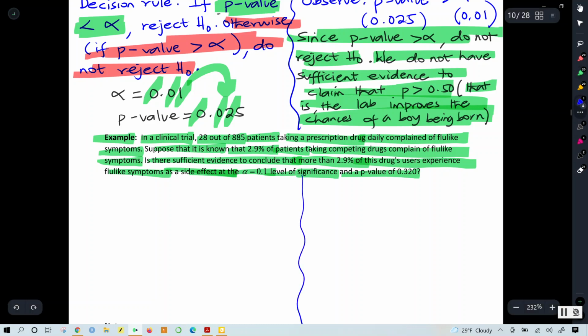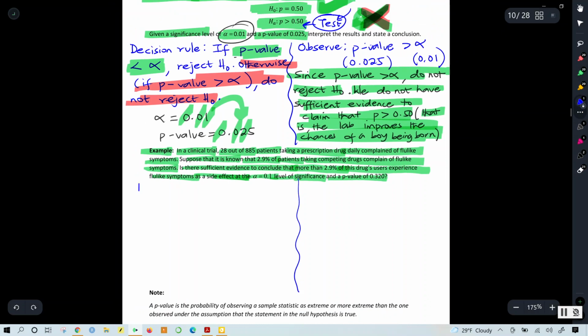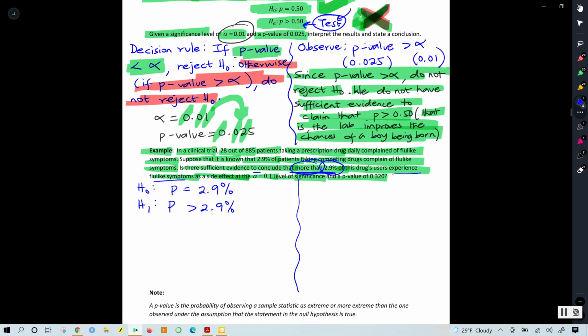Again, we start off with what do we have as the null and the alternative hypothesis in this case. We are trying to find if this claim that more than 2.9% experience flu-like symptoms. So this is about a percentage. So I'm going to write P more than 2.9% versus the null hypothesis that P is equal to 2.9%. So our interest here is we're going to follow the same decision rule since we're using alpha and p-value.